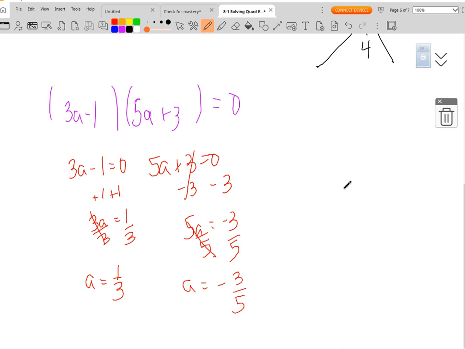We're going to give our answer in set notation: negative 3/5 and 1/3. So if this were graphed, this parabola would go through the points negative 3/5, 0, and 1/3, 0. You don't know right now how to tell which way it's going to open or anything like that, but any questions?